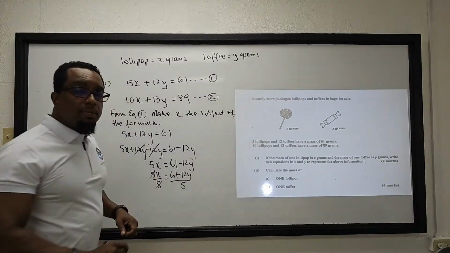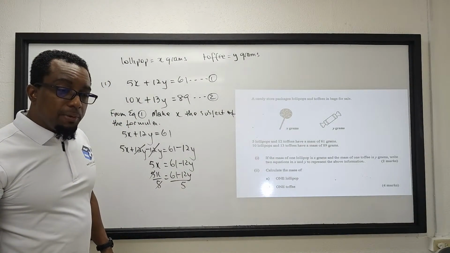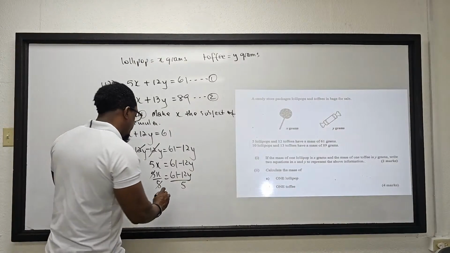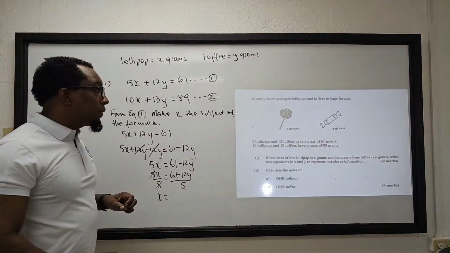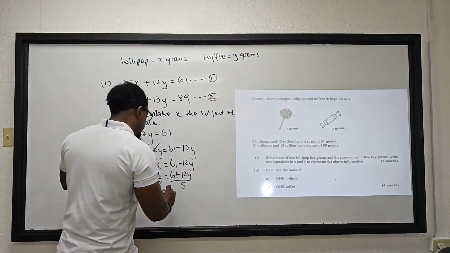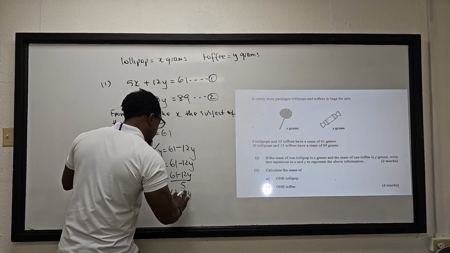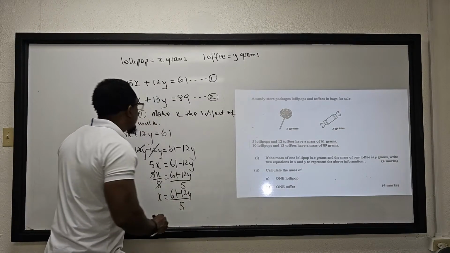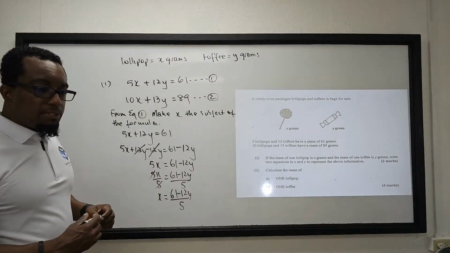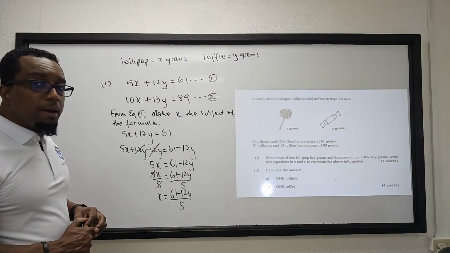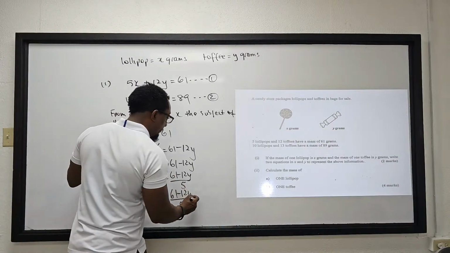So my two 5's on the left divide into each other to give me 1. X stands alone. And x is equal to 61 subtract 12y over 5. Alright, and that's me making x the subject, which I call equation 3.